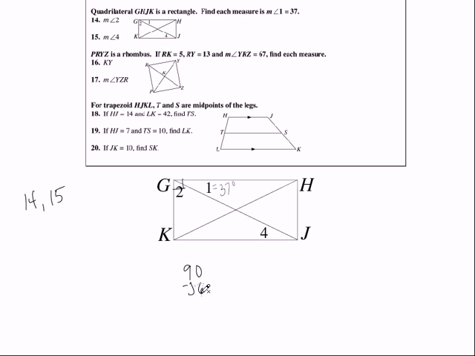Oops, 7, not 6. Why did I write that? Okay, and that's what? 53 degrees. So that would be angle 2. It's as easy as that.